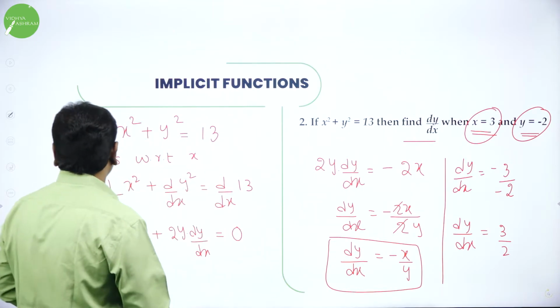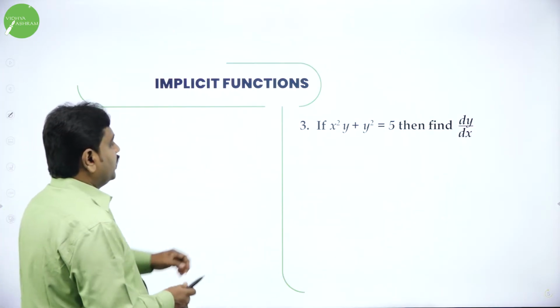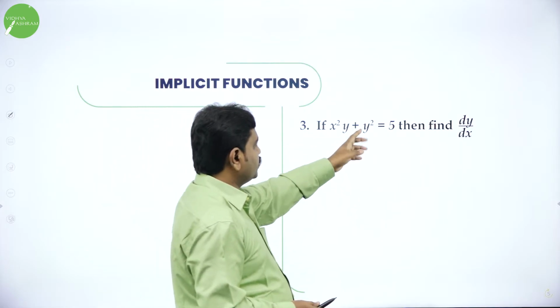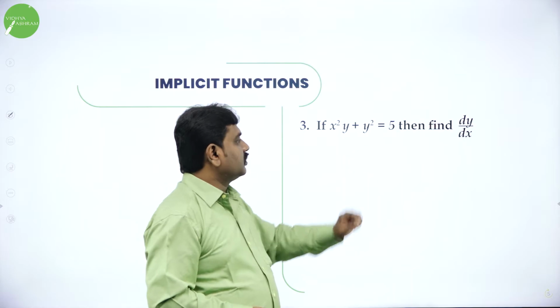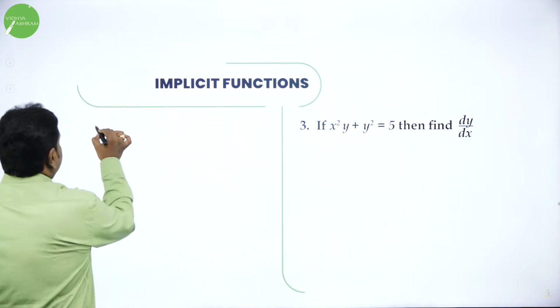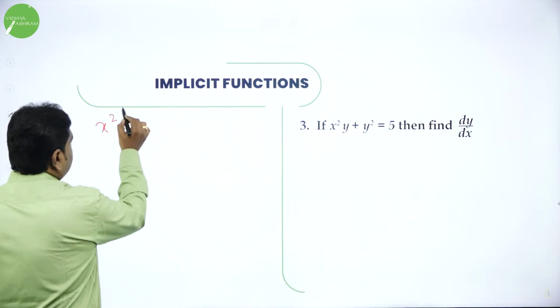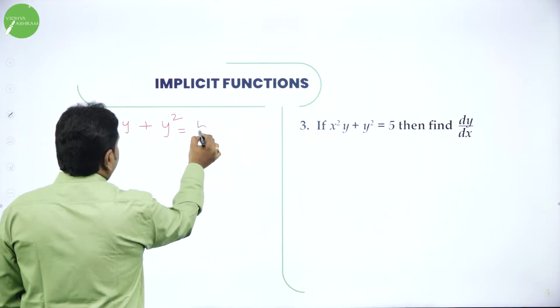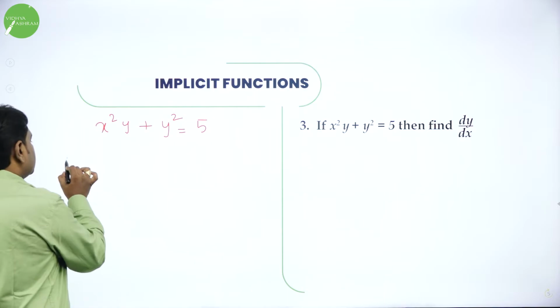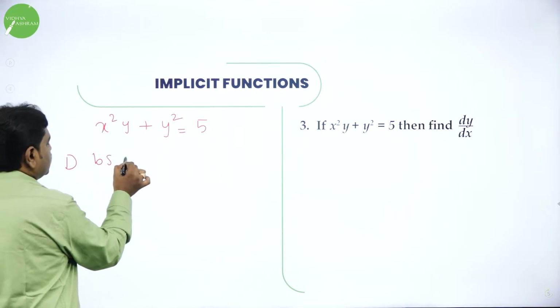Next, x square y plus y square is 5. Then find dy by dx. So again, the question is implicit. So they give x square y plus y square is equal to 5. Differentiate both sides with respect to x.